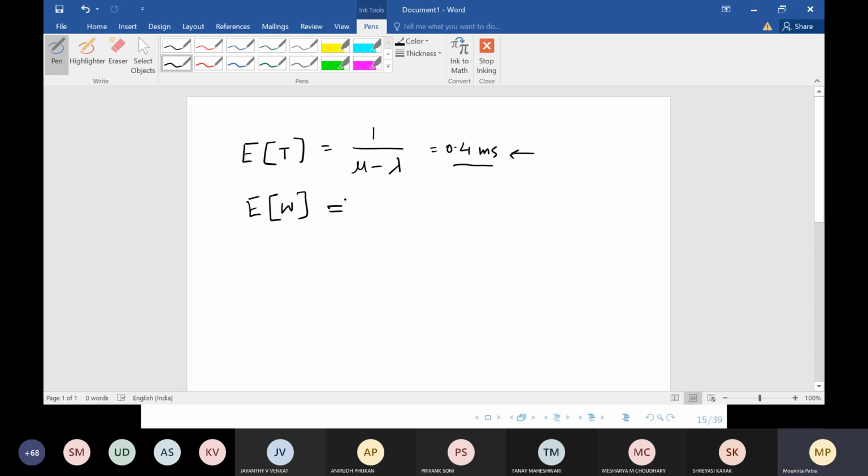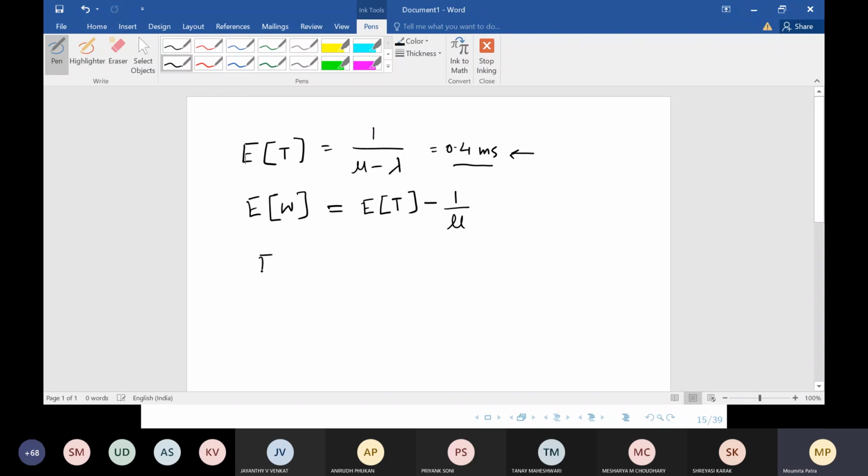So E of W, what will be E of W? E of W is the time that your job is spending in the queue. So how do we find E of W? It is the total time that your job spends in the system minus the time that it spent to get served. So I would like to get this value.